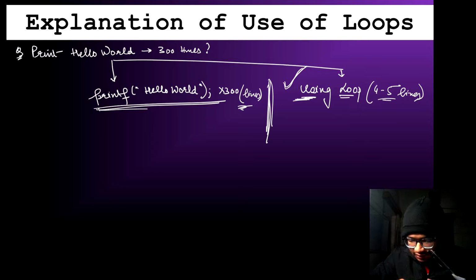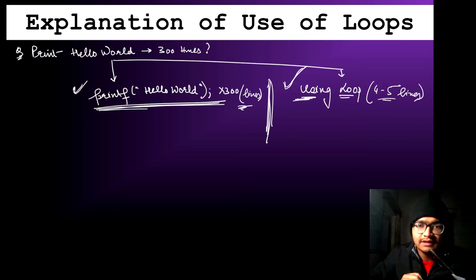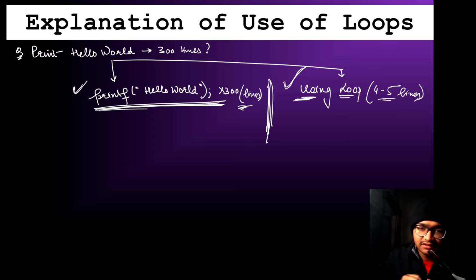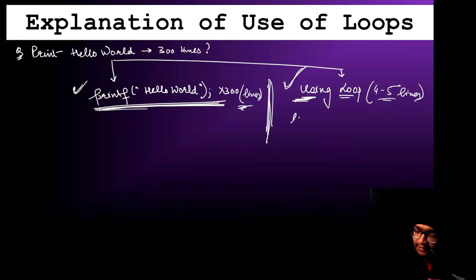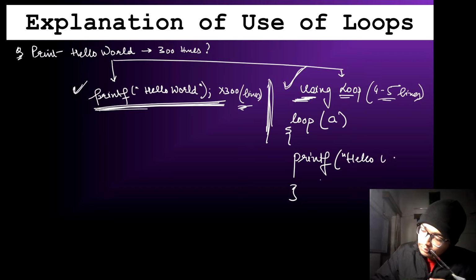So what was the statement being printed using printf? What was the statement which was going to be repeated number of times? This line, right? And using loops, what can we do? We can write like this: loop 300, or we can write here loop a. And we will write printf hello world, and done.